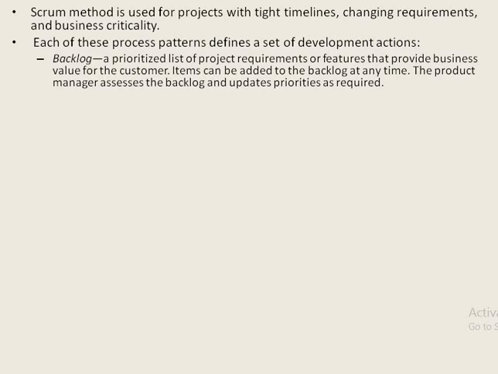Backlog means it is a prioritized list of project requirements or features that provide business value for the customer. So this backlog will contain the needed features of the product to be developed, and features can be added to the backlog at any time. Whenever a new feature is added, all the features available in the backlog will be considered, and the project manager will assign priorities to these features. So based on these priorities, the sprints will be planned.